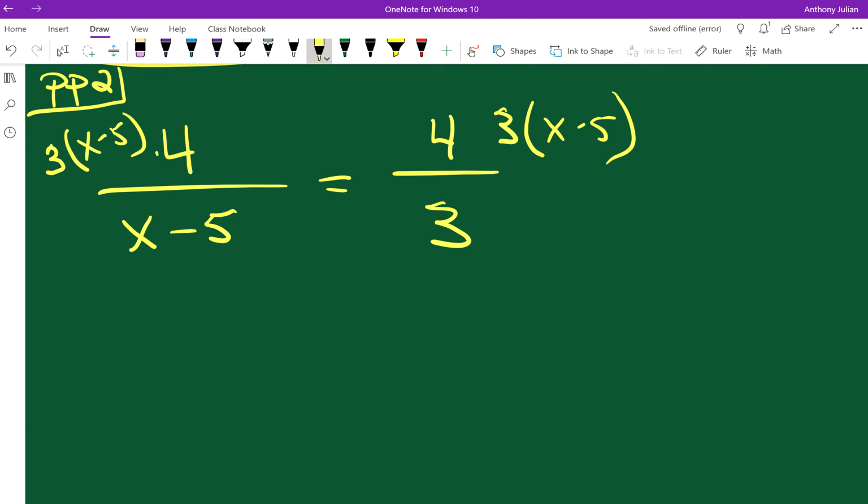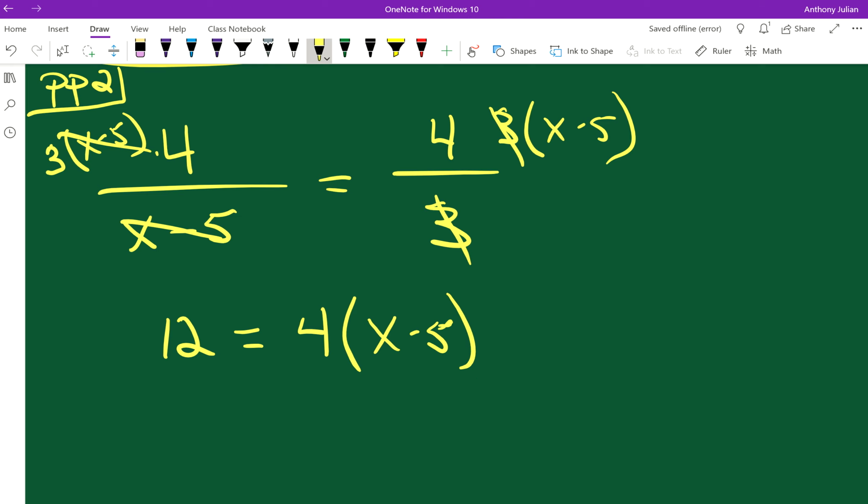Now when I go to simplify the left side here, the x minus 5's cancel out. And I've got 3 times 4, which is 12. And 12 is going to equal the right side. And what happens with the right side? The 3's cancel out. And I'm left with 4 times x minus 5. And I'm going to distribute that because I've got to solve for x. Okay? Oh, do I have to? Oh, I might as well. So you don't have to, but I'm going to go ahead and do it. 4 times x minus 5.